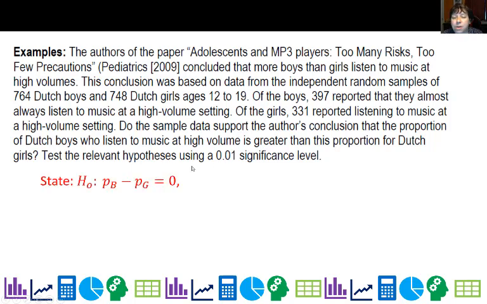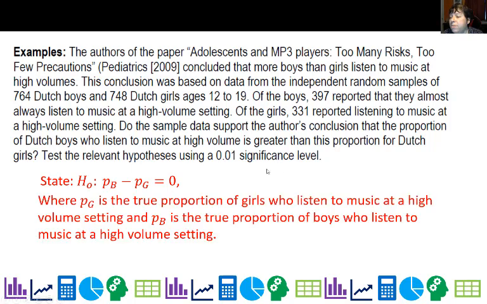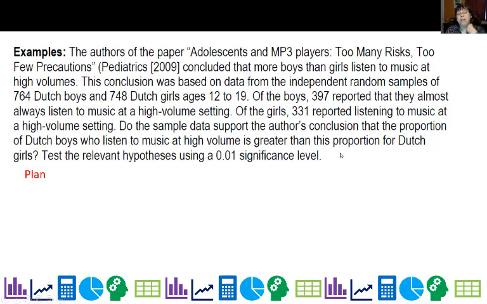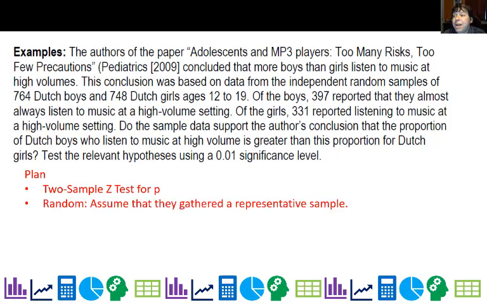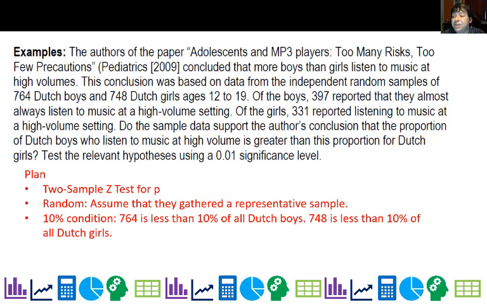So here's my null hypothesis, that there is no difference, where PG is the true proportion of girls and PB is the true proportion of boys who listen at high volumes. My alternate is that boys is higher than girls, so this difference would be greater than 0. My plan, well, it's a 2-sample z-test for P. Random, I've got to assume it. I don't have any information, so I'm going to say we need to assume that it was random or at least a representative sample. The 10% condition is fine.